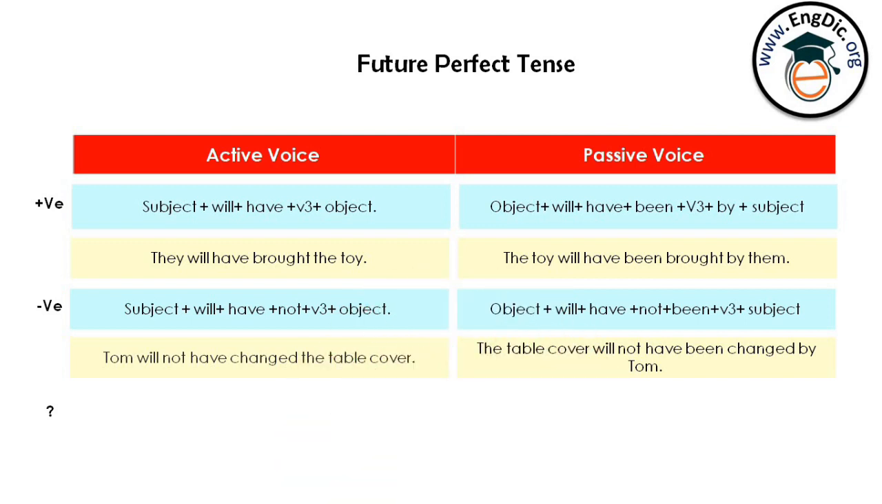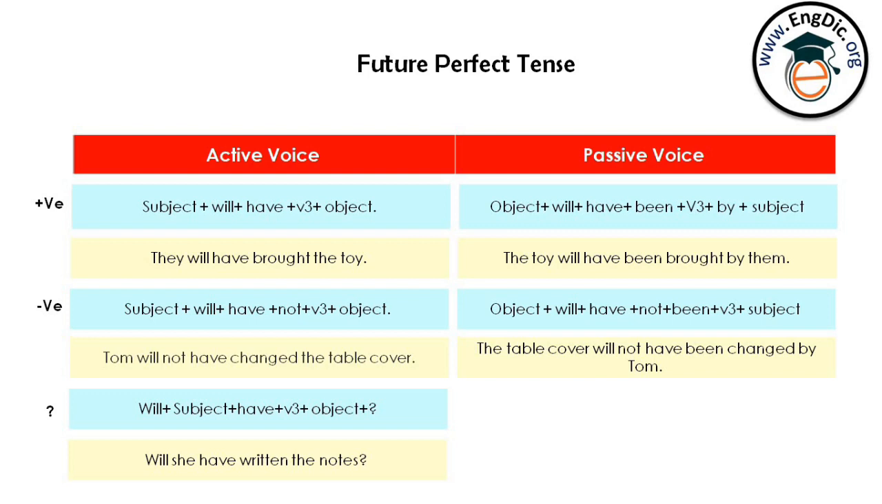Moving towards the interrogative sentences, we have to put will, then the subject, then have, then third form of verb, and then object, and then the question mark. For example, will she have written the notes? Question mark. We have put will, then the subject she, and then have, then third form of verb written, and then the object the notes, and then the question mark.